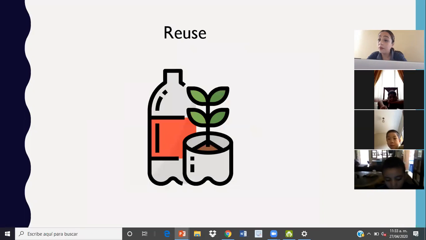Now, how can we reuse? Reuse, there's another way to take care of the planet. We reuse by using a plastic bottle to plant stuff. That is one way that we can reuse.